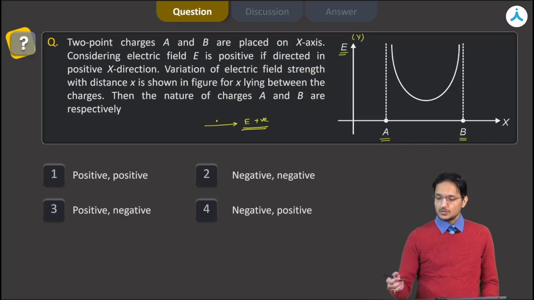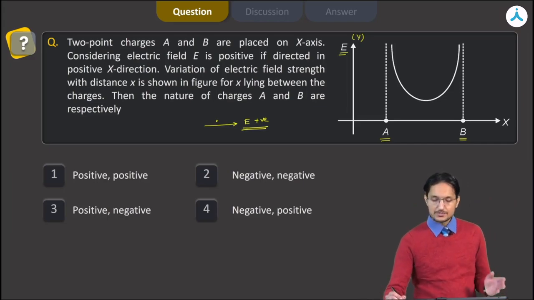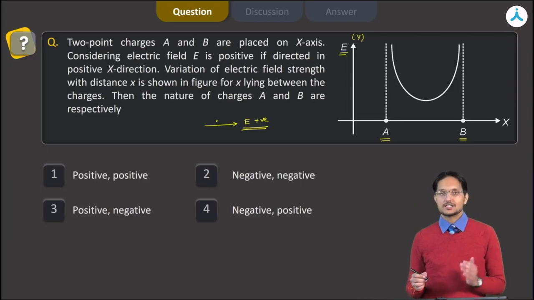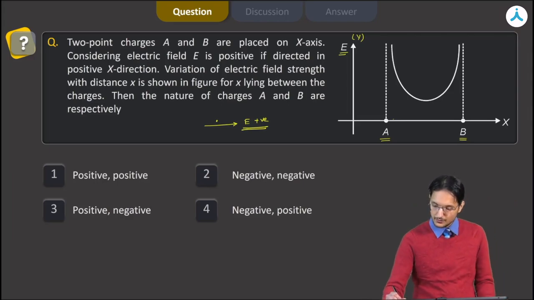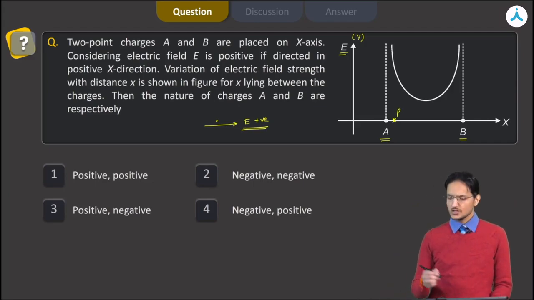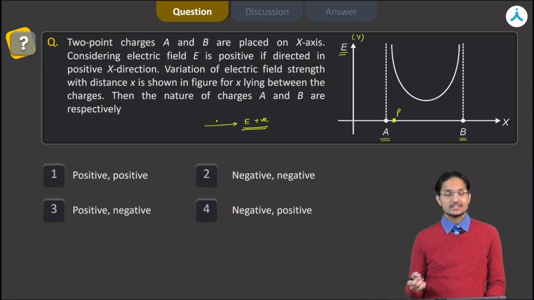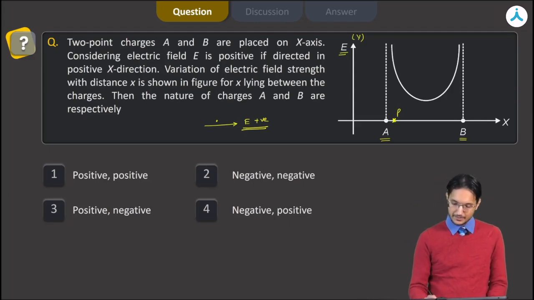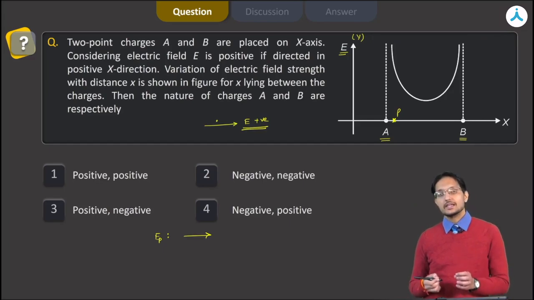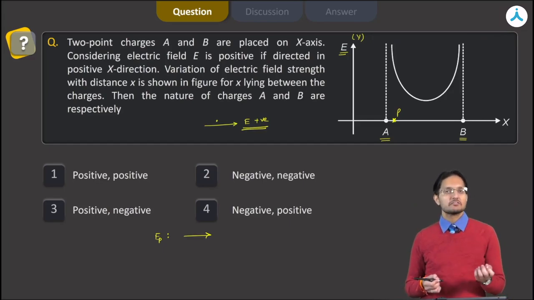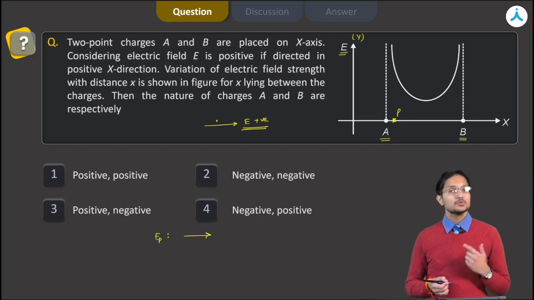Alright, so let's first focus in the vicinity of charge A. So suppose I am somewhere here, very close to charge A. Let's call this point P. So from the diagram I can easily see that electric field at point P, since it is positive, therefore must be towards right. Now in the vicinity of A, the electric field due to A will dominate, because the separation between A and P will be very small. So that term will dominate, which is due to charge A.